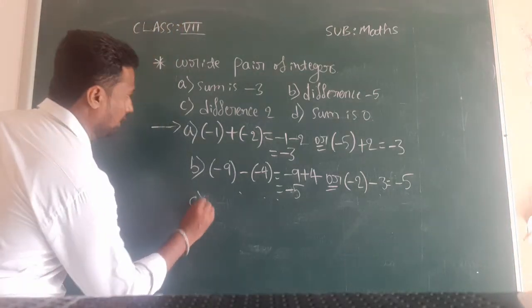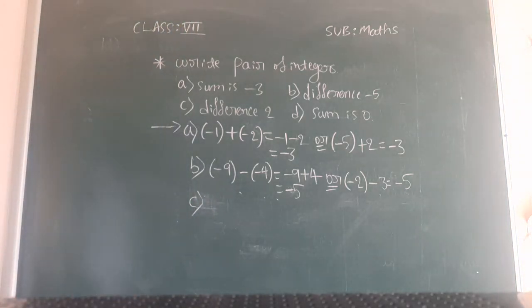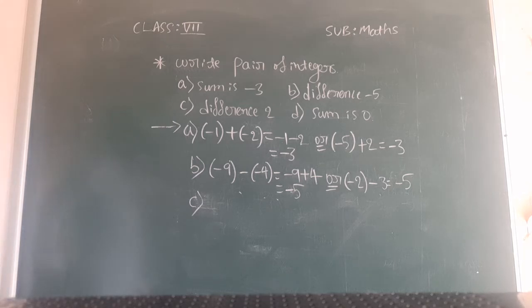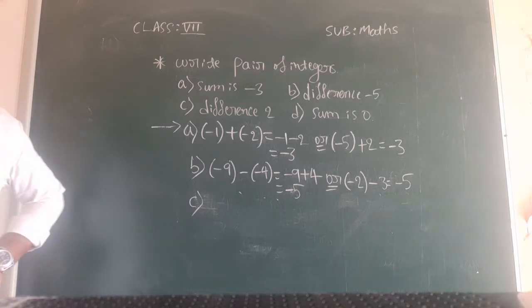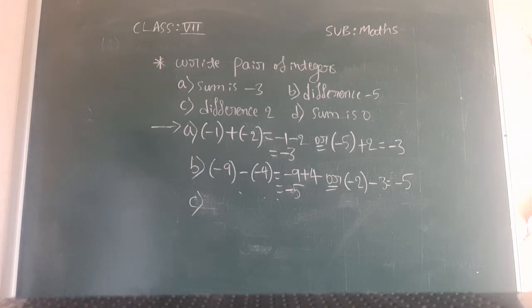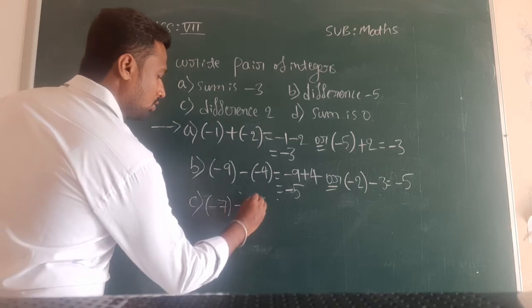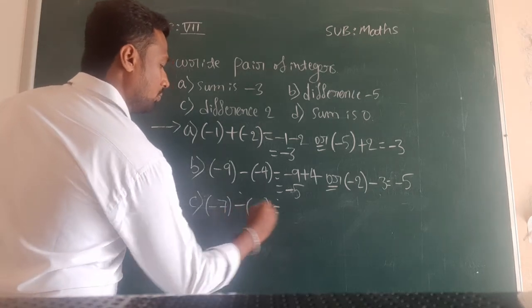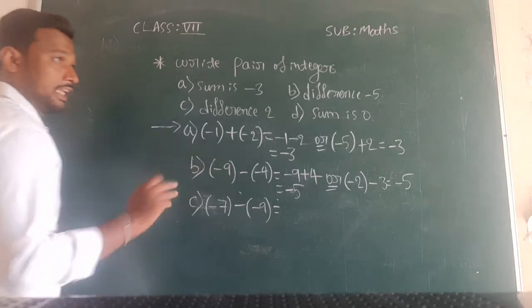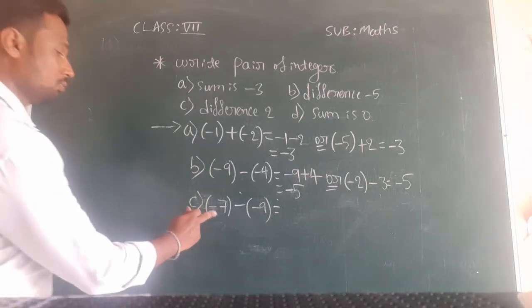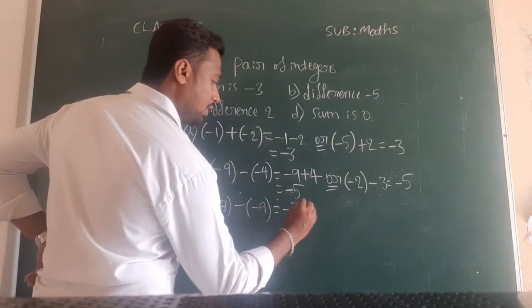Next, question number C. What have they given? Difference is 2. We should get the difference as 2. So to get that, they have given difference, which means again what we have to do? We have to subtract here. So we will consider values again here. Here they have given minus 7 minus of minus 9. So minus 7, I will remove the bracket first. Outside this bracket there is no sign, so minus 7 we can write as it is.